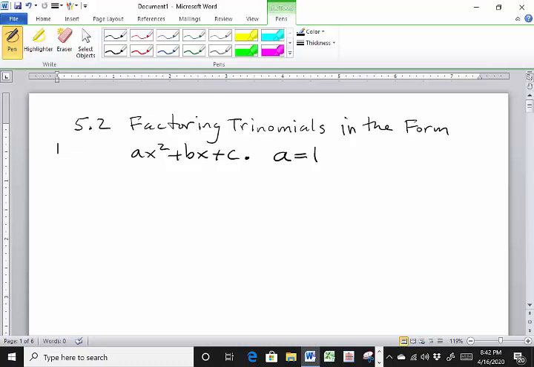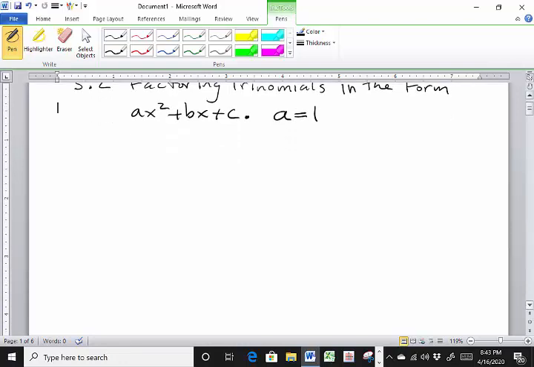Okay? In the next section, we'll learn where a is not equal to 1, and that factoring technique's a little bit more complicated. So we're starting out with the easier part right now. So for example, we might have something like x squared plus 12x plus 32. Okay? And notice that the a value, we don't show it, but that a value there is 1. Okay? So what we want to do is learn how to factor this type of problem.